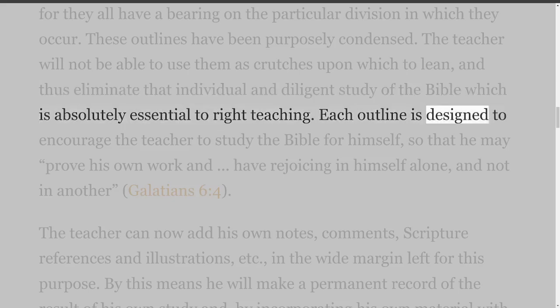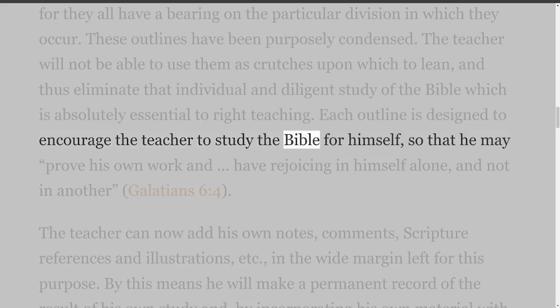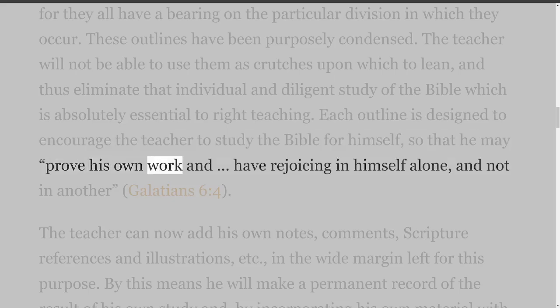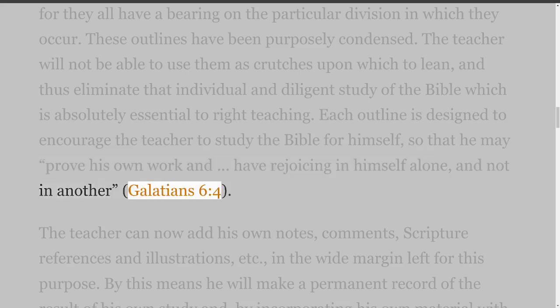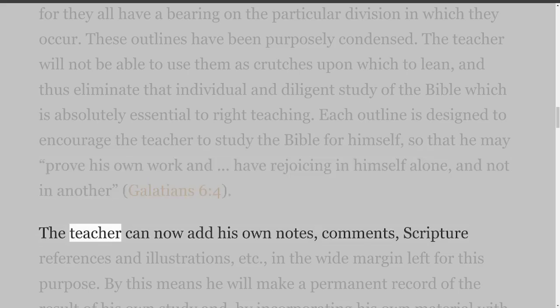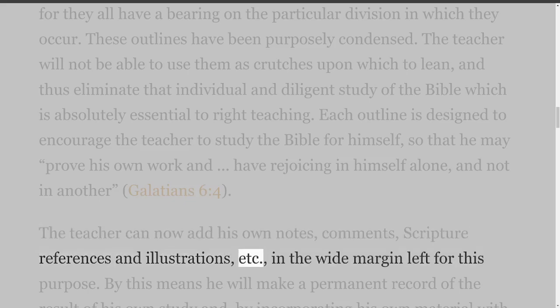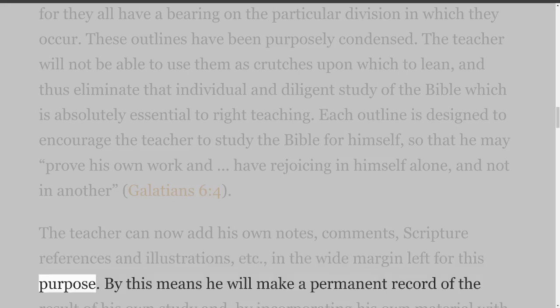Each outline is designed to encourage the teacher to study the Bible for himself, so that he may prove his own work and have rejoicing in himself alone, and not in another. Galatians 6 verse 4. The teacher can now add his own notes, comments, scripture references and illustrations, etc., in the wide margin left for this purpose.